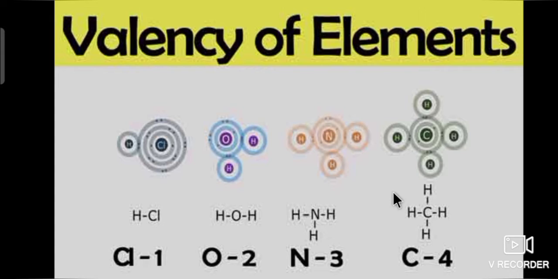Next, CH4, that is methane. In methane, carbon valency is 4 because carbon combines with the 4 hydrogen atoms. So the valency of carbon is 4.